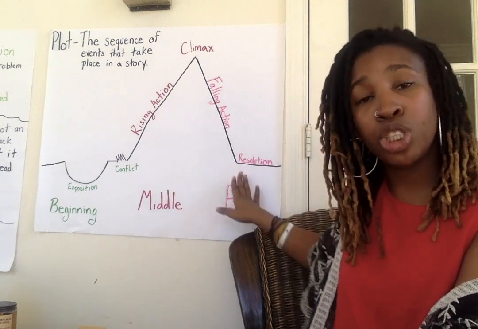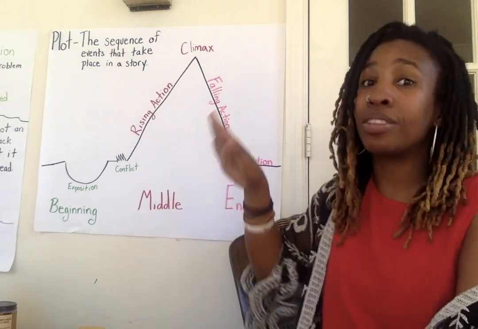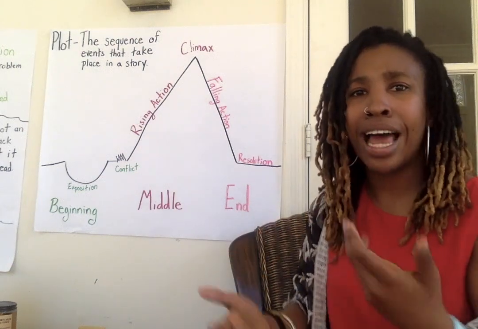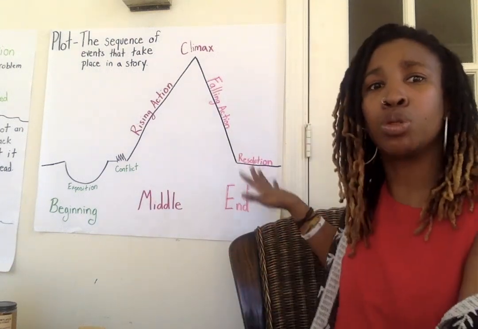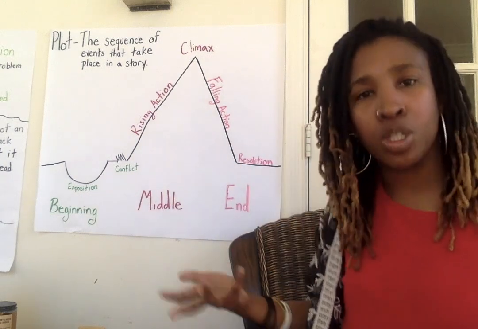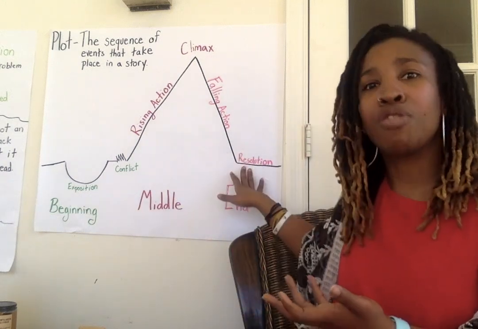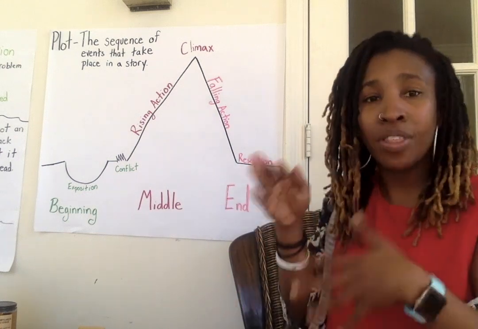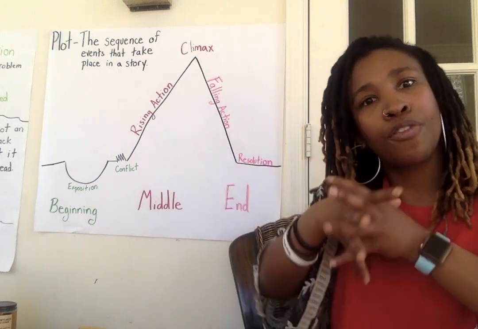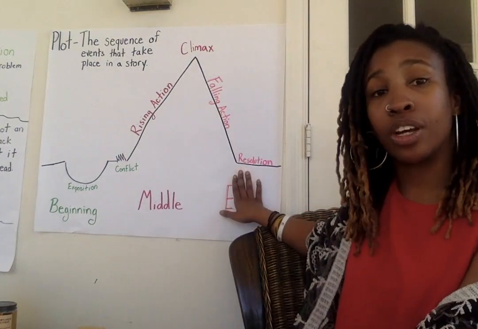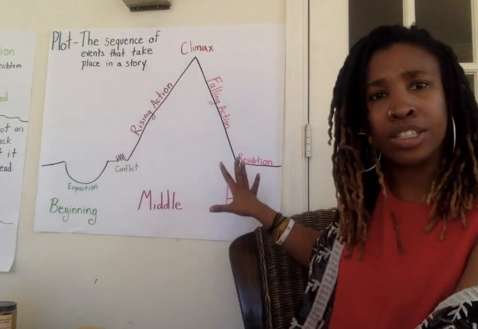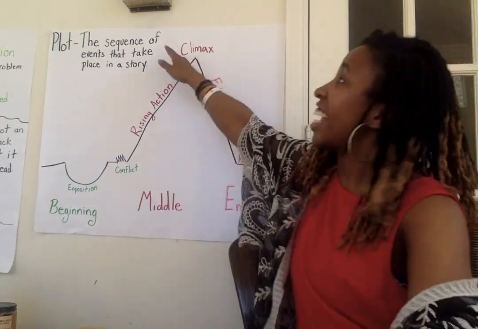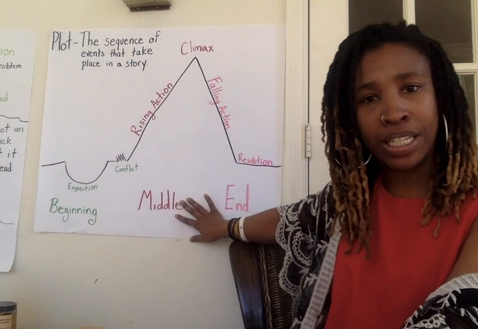Usually in our resolution, we also find what the character learned, if there is a lesson that needed to be taught. A lot of times in fairy tales, in the resolution, we figure out, oh, this is what this book meant to teach me. In our resolution, we might be thinking about why did the author write this book? All the lessons and things that really make a book finish happen in the resolution. And that is all that is within the plot of our story. All of these parts happen in that sequence of events that take place in the story.